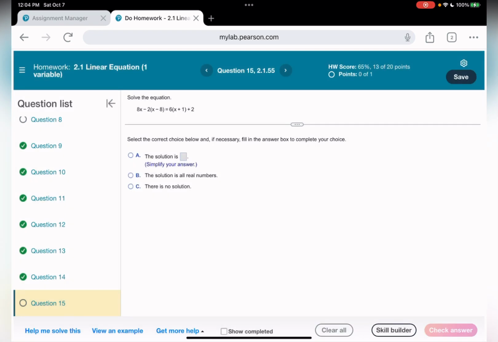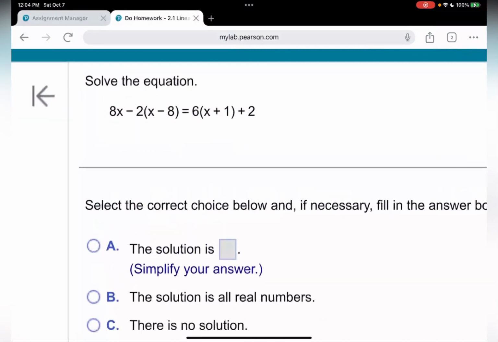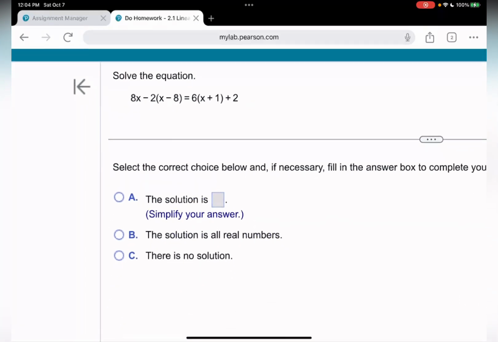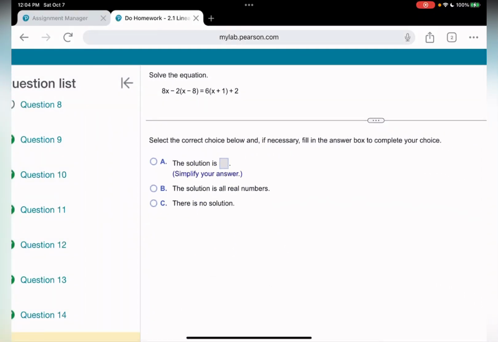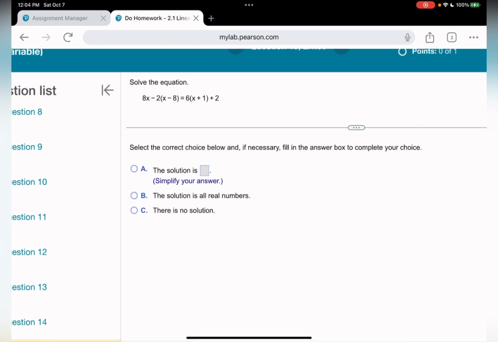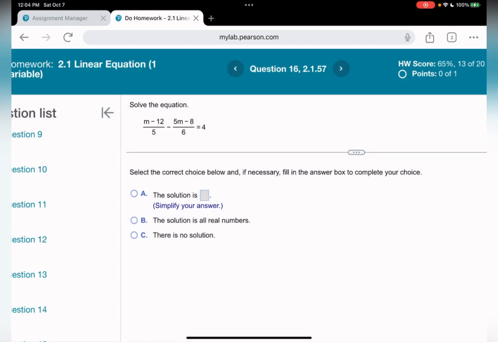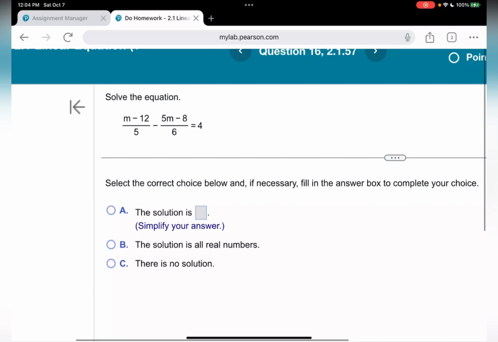Question number 15. Okay, those are similar questions you can already solve, right? It's easy. Maybe not even easy for you, but we solved them already previously. Let's see number 16. Okay, I guess I'll solve number 16. 16 is interesting.